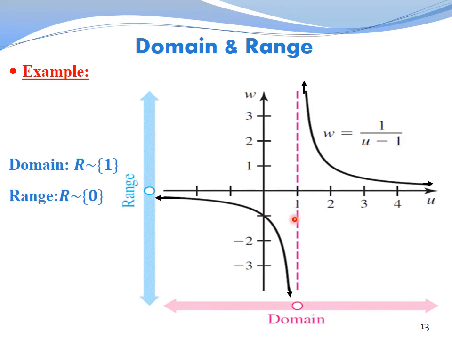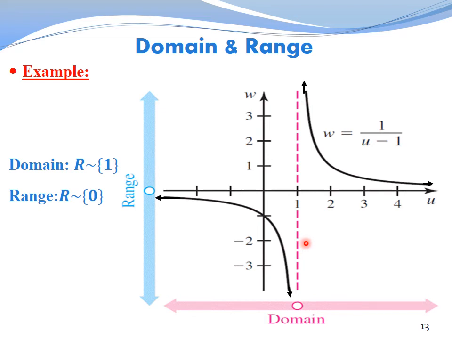Because if we move downward, we will never find the corresponding value for 1, because this curve extends just before 1, and if you move upward, we will also never find the corresponding value for 1, because this curve will extend upward, but like this, straight, without touching this vertical asymptote, this line. This line is called the vertical asymptote.